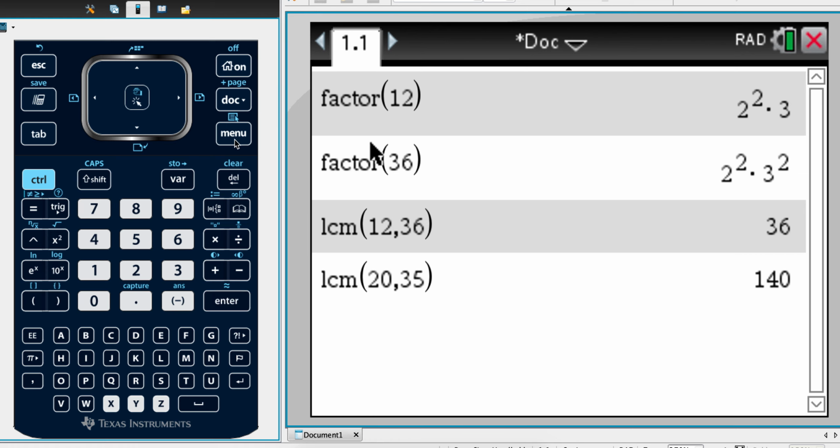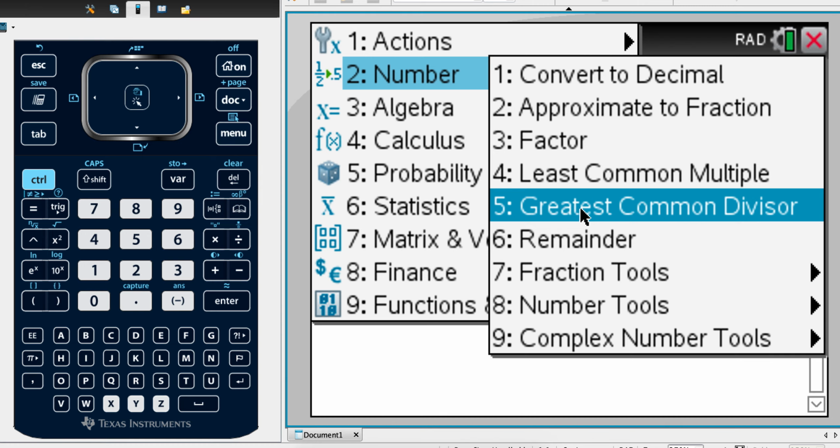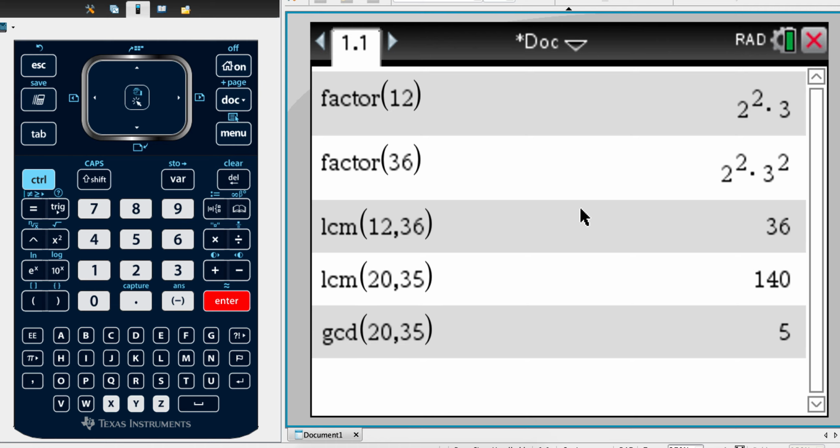If I wanted to find the highest common factor, then I click number 5, and again I just type in those two numbers, and I find that my highest common factor is 5.